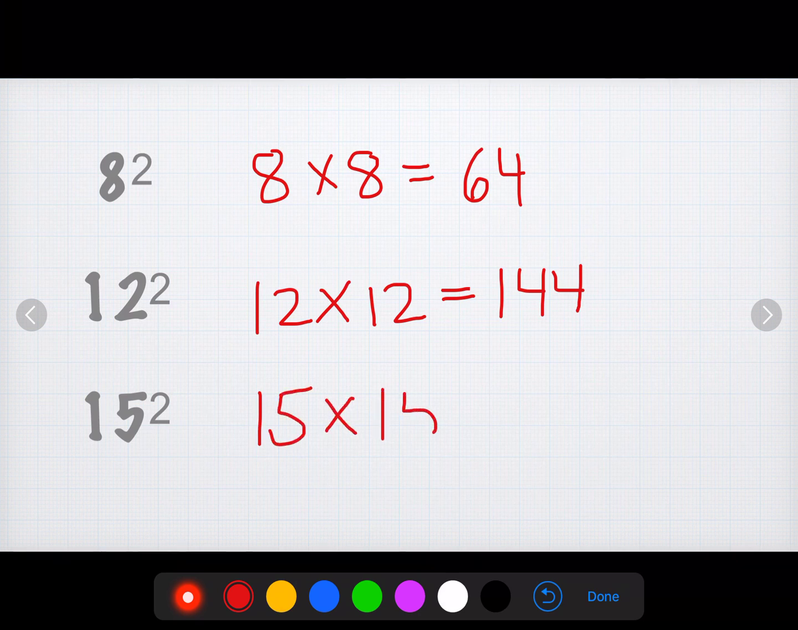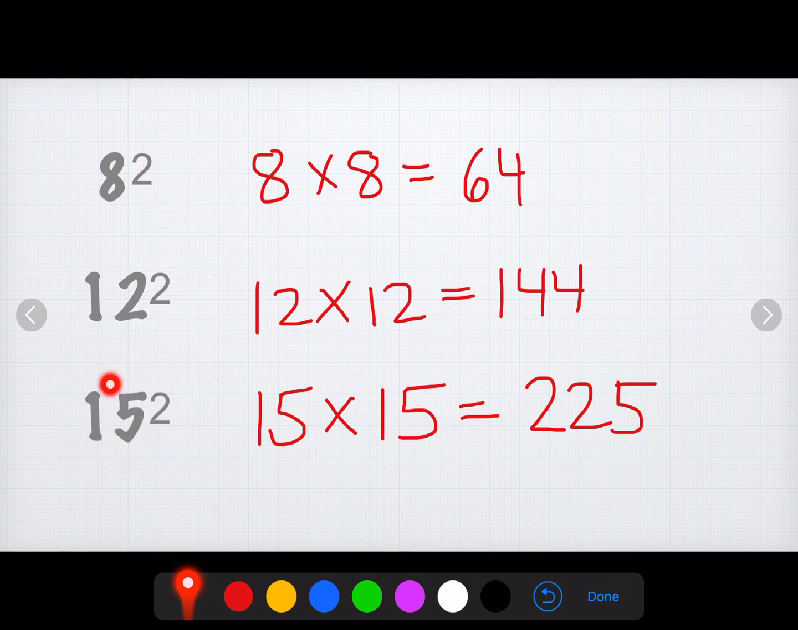So the small 2 is telling me I have to multiply the big number 2 times. So I'm going to multiply 12 times 12. So 12 times 12 equals, very good, 144. But moving on to our last example, we have 15 squared. So this time we are multiplying 15 how many times? 2 times, because the small number is telling us to multiply it 2 times. So 15 times 15 equals what?